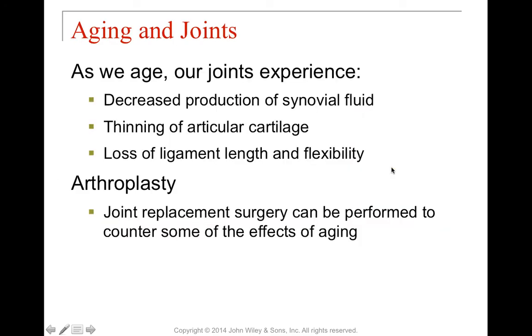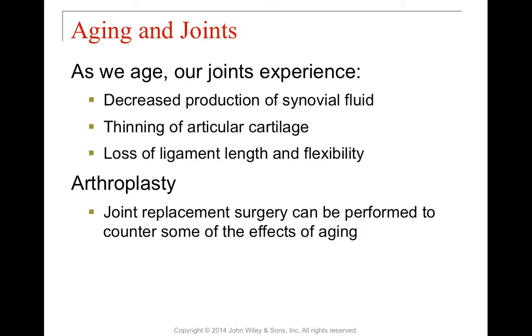All right. So now that I've gone over the joints, let's talk about what happens when joints go awry. So as we get older, our joints, which are constantly under stress, end up producing less synovial fluid and end up with thinner articular cartilage. They also end up losing the length of their ligaments, so ligaments end up a little bit shorter with less flexibility, so we end up basically setting ourselves up for injury because we end up with weaker joints.